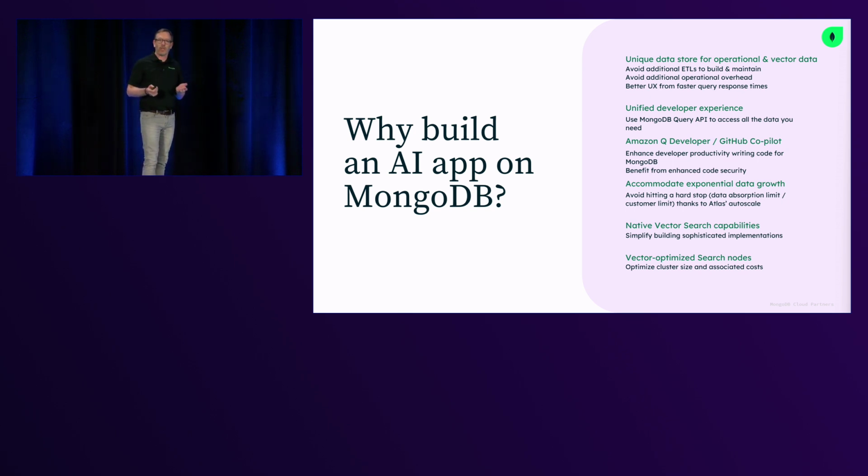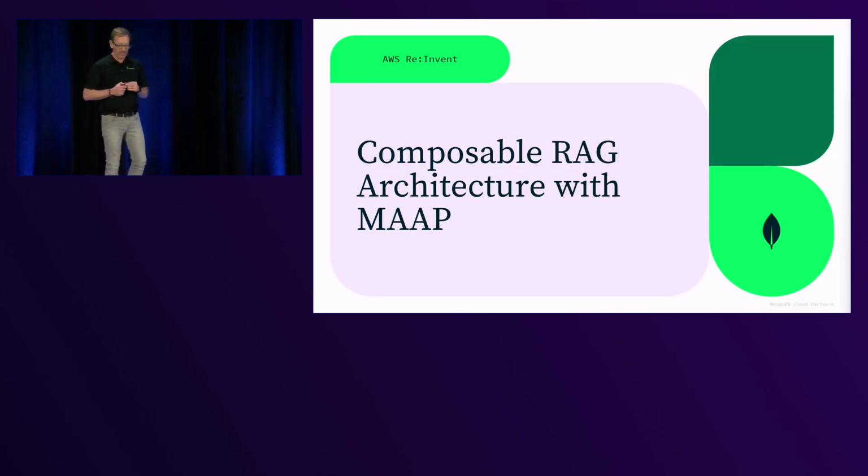Of course, MongoDB accommodates the exponential growth that a lot of these AI applications are going to bring to the companies. There's no hard stop, thanks to Atlas's autoscale. And as we discussed, we have native vector search capabilities and the ability to not get bottlenecks with vector optimized search nodes as well too. So from a developer data platform point of view, whilst composable in any of these architectures that we propose, MongoDB is still the best fit.